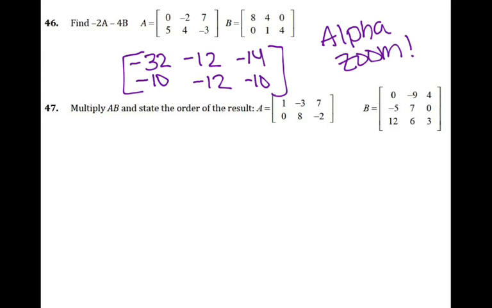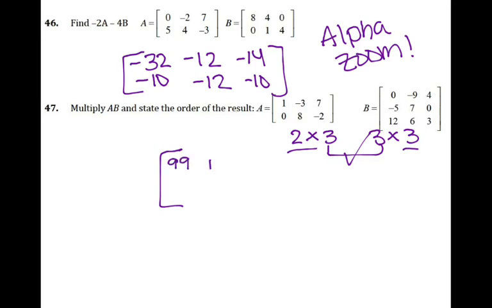So once you do multiply them in the calculator, let me check the dimensions first. So I have a 2 by 2, that's definitely a 2 by 3. So 2 by 3 times a 3 by 3. Those two match, so we're good to go. So my answer is going to be a 2 by 3. So that gives me 99, 12, 25, -64, 44, -6. And there you go. Plug it in the calculator.